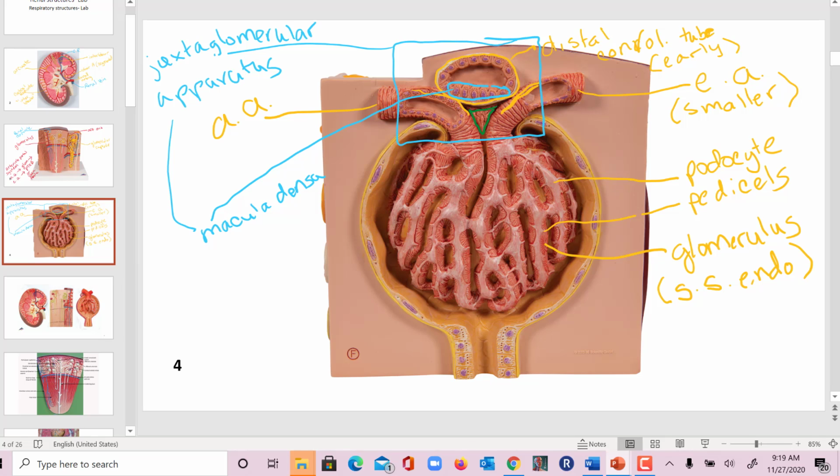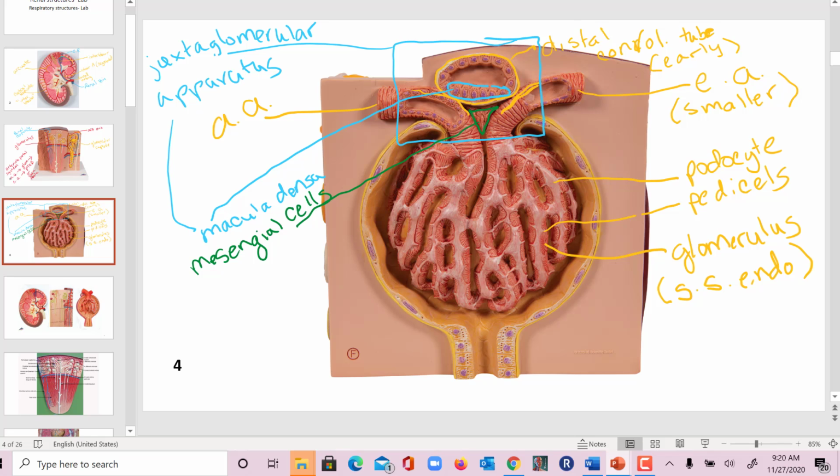There are cells in between the early distal convoluted tubule and the arterioles, and those are called mesangial cells. They have interesting function, but not one that I ask my anatomy students nor my physiology students to know. I do teach about them in my pathophysiology class. They are definitely involved in disease states like diabetic nephropathy and hypertensive nephropathy. So they are pretty interesting, but a little bit beyond the scope of the class.